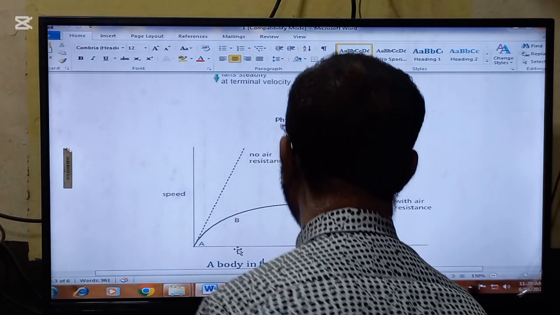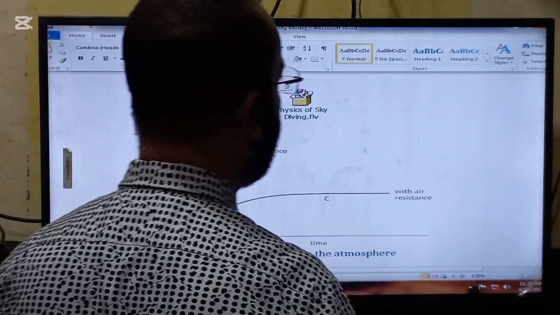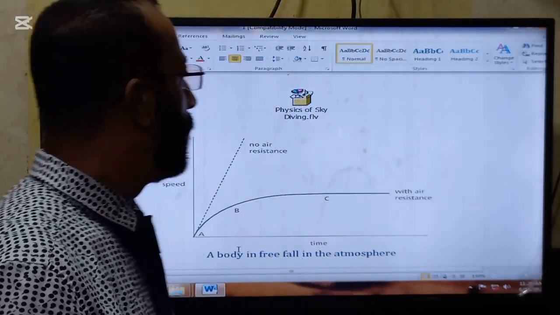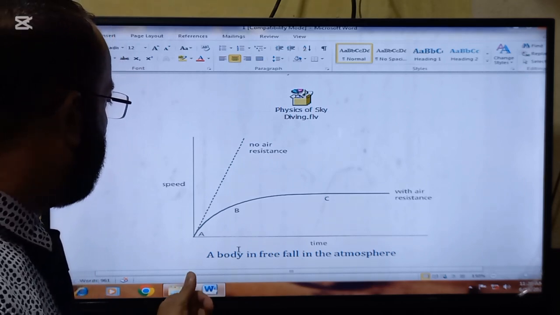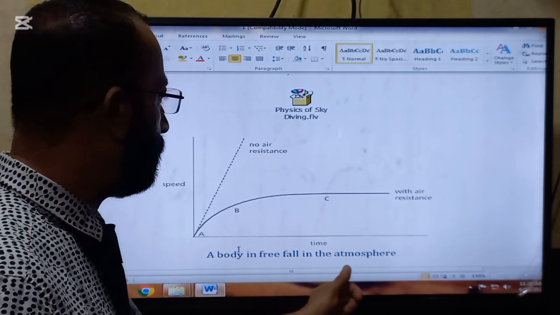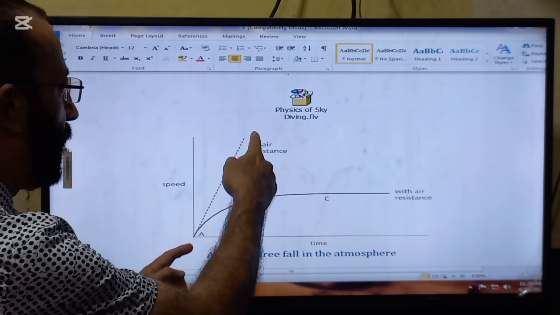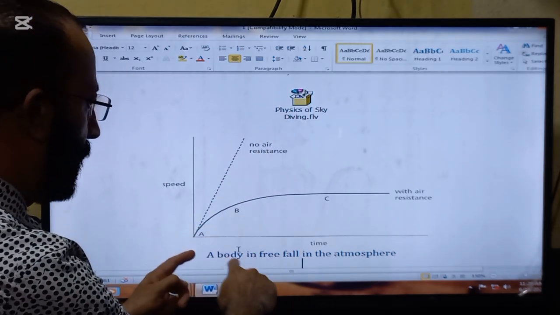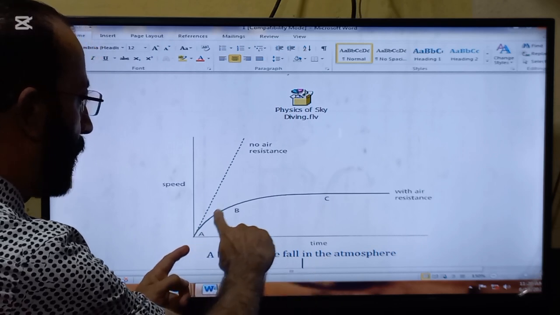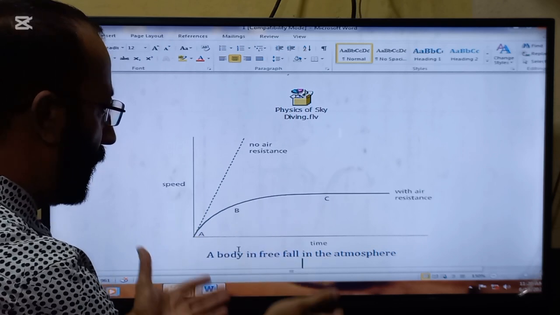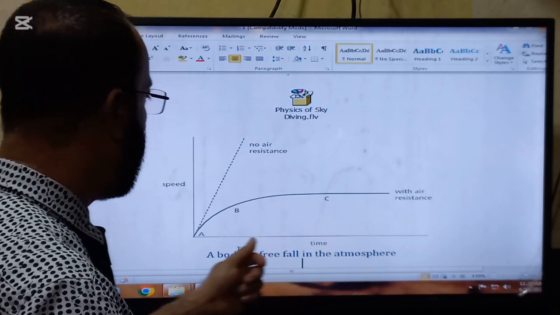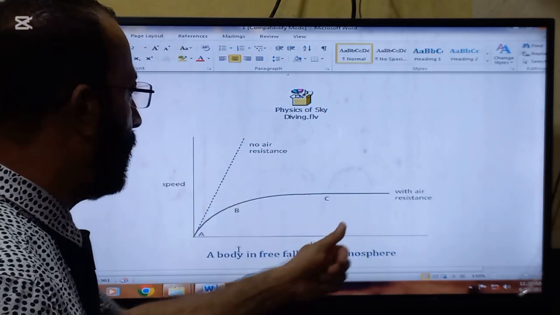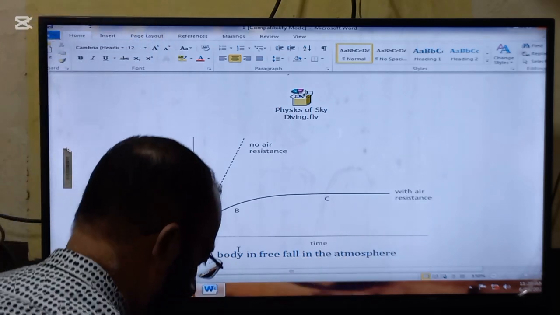So that was the video. I hope it helped you a lot in understanding the concept of terminal velocity. Now here is a graph of a body in free fall in the atmosphere. If there is no air resistance, this will be the speed-time graph. And if there is air resistance, after some time, because of the air resistance, terminal velocity will be gained. So this will be the speed-time graph in the presence of air resistance.